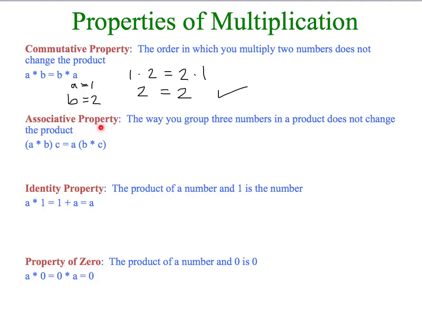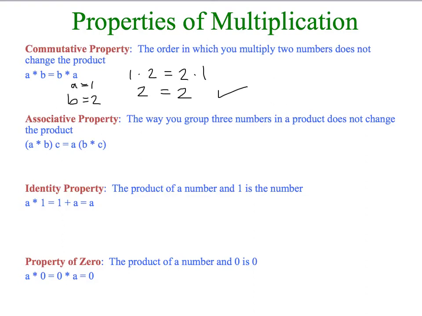Next, we have the associative property of multiplication. This says the way that you group three numbers in a product does not change the product. So we have a times b grouped together, multiplied by c, and then we have a times the grouping of b times c. So all we've done is change the grouping a little bit in this expression.